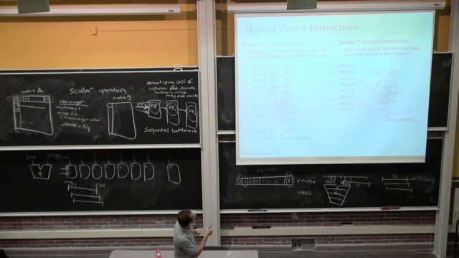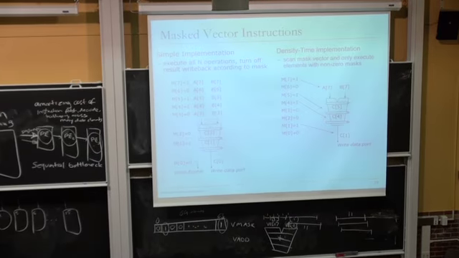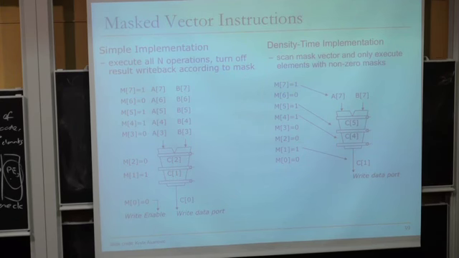So people have come up with better ways of implementing this. This is called a density time implementation. You have some hardware that scans the mask vector first and executes only those operations with non-zero masks. It complicates the hardware a little bit, but it's a lot more efficient.